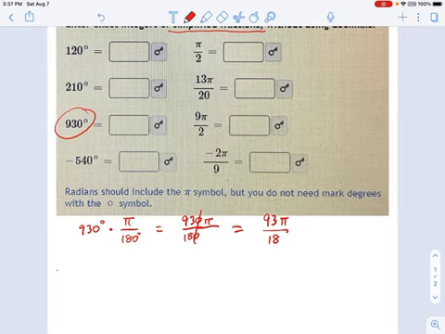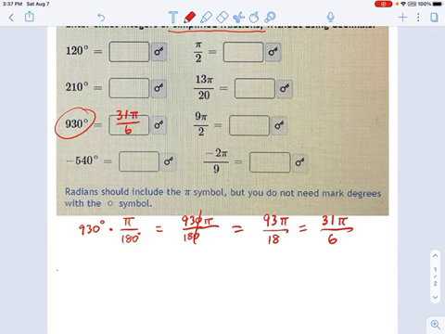And I'm looking at 93. I know 93 is divisible by 3 because 9 plus 3 is divisible by 3. That means the whole thing is. So let me just pull out my calculator here. Divide 93. Oh, I know what that is. 93 over 3, that's 31. I don't need a calculator for that. 18 divided by 3 is 6. So I have 31 pi over 6. And that cannot be reduced any further. So this is 31 pi over 6. That's how I would enter the answer here.